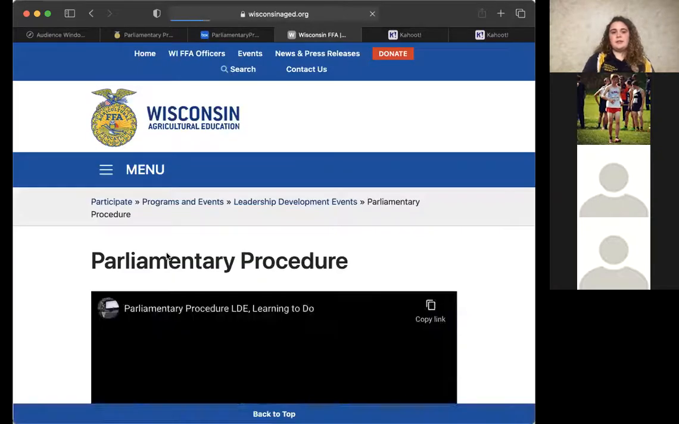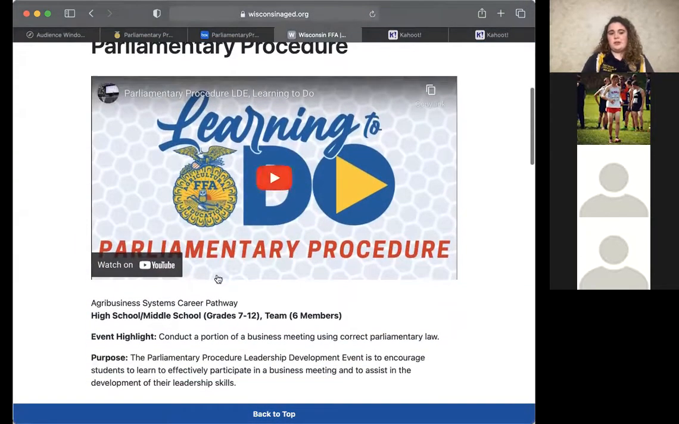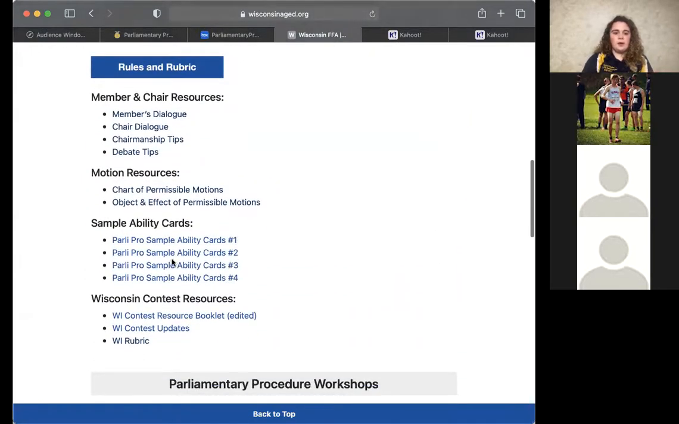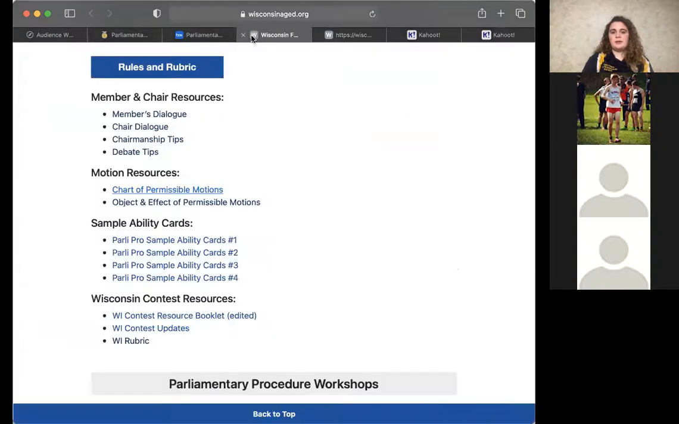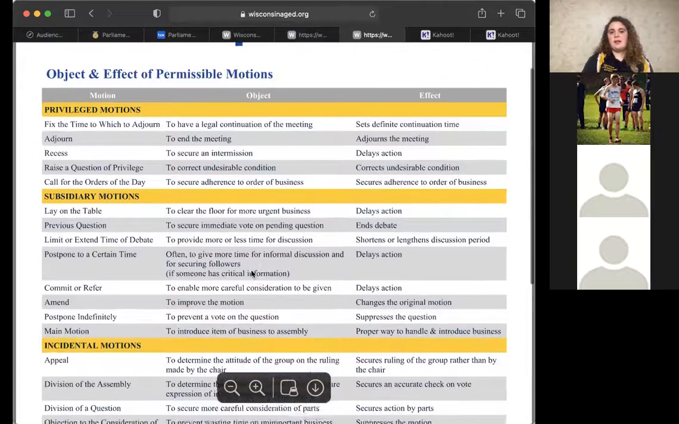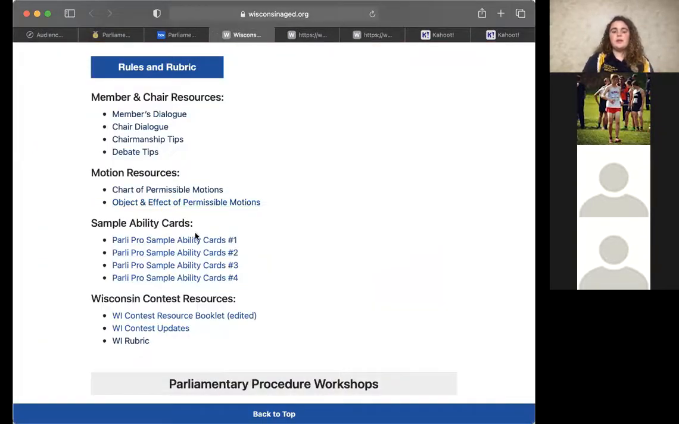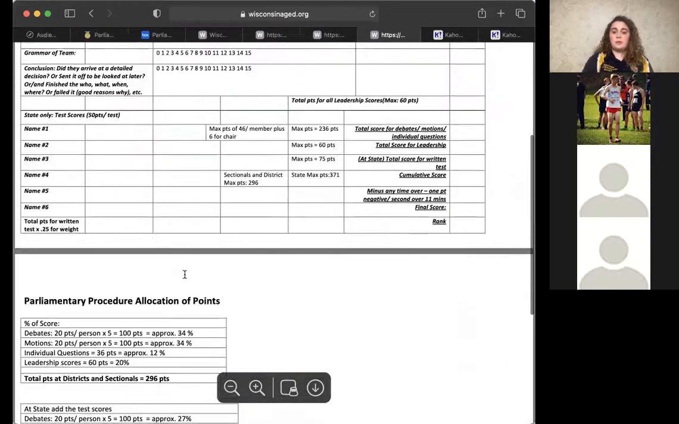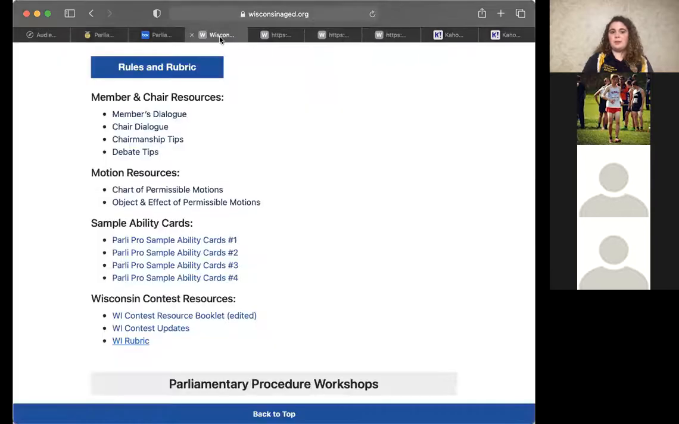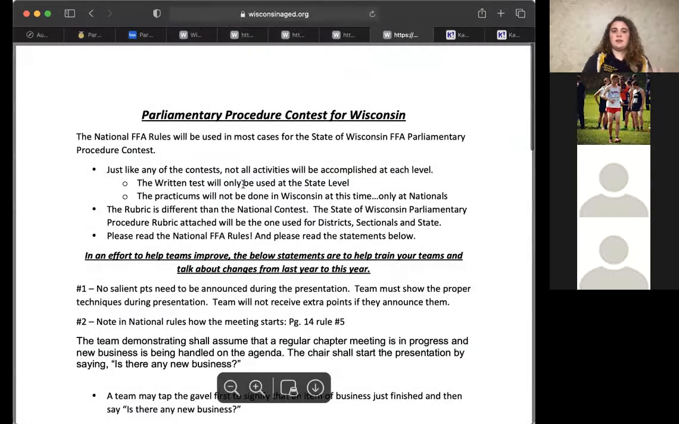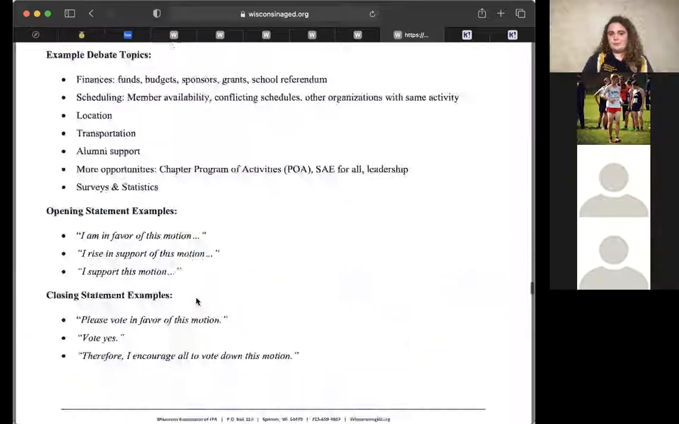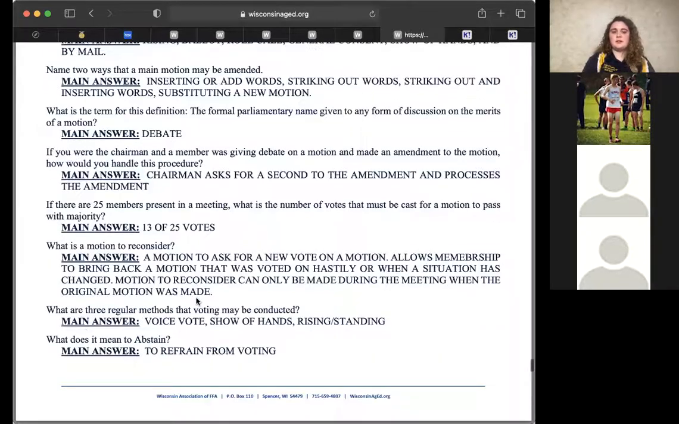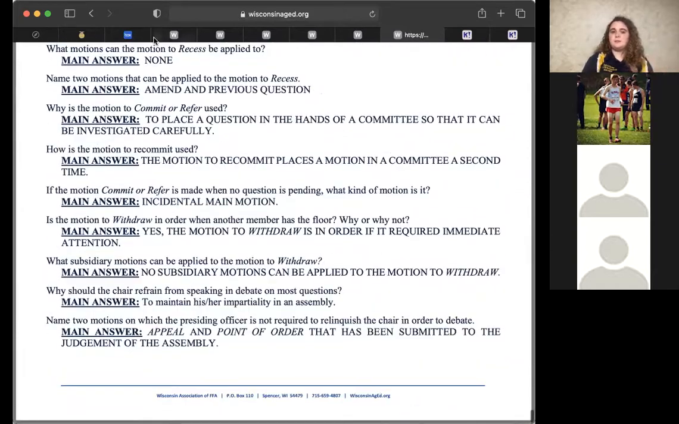Lastly on here is the Wisconsin FFA Parliamentary Procedure page. There are sample cards on here too. The chart of permissible motions, so all of the motions we have to learn for competition. On the other side of that, what each of those motions do, all of those ability cards. You can look at the rubric, so what we're literally judged on. This is what our judges are looking at when we're competing. All of the contest updates and the resource booklet that has some sample cards here, example questions that we can use, all kinds of things.